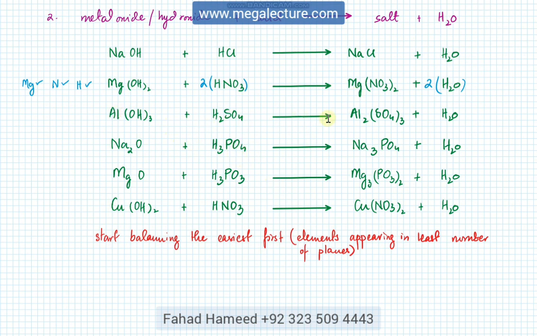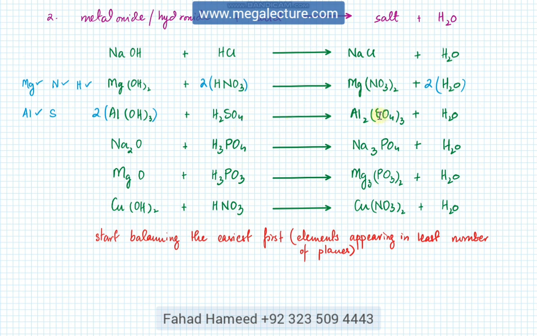So if you focus on the next one, I'm going to start with the easiest, which looks to be aluminium. It has the least number of places. Let's try and balance aluminium first. So I've got 2 aluminiums on that side. So I need to have 2 aluminiums over here as well. So I'm going to multiply this entire thing with 2, because there was only 1 aluminium. Now there's going to be 2 aluminiums over here. So aluminium is balanced. Let's focus on the next easier one. I'm going to go with sulfur, because that's appearing in only 2 places. So let's focus on sulfur.